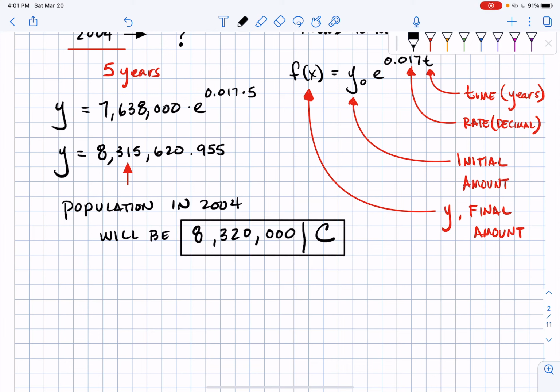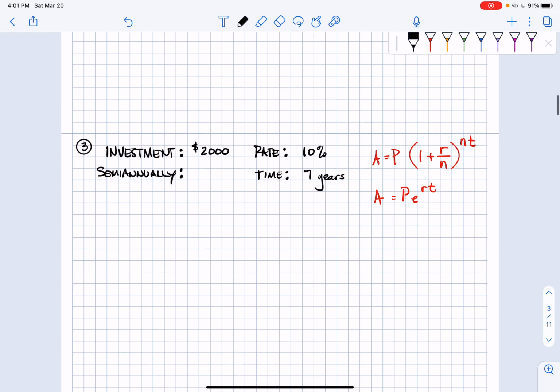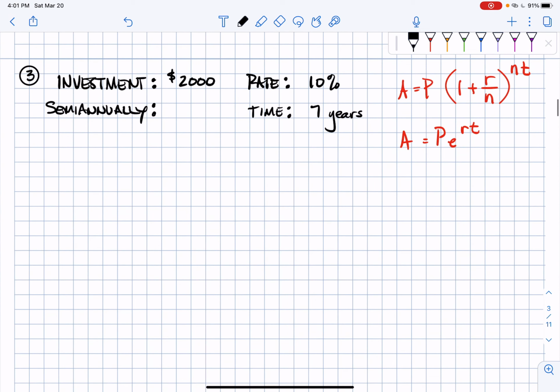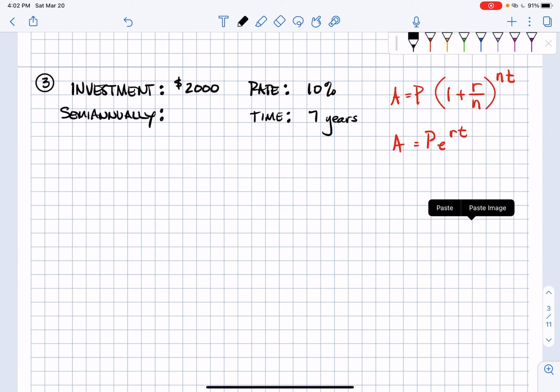All right, there we go. That's number 2. On to number 3. Well, number 3, with investments, you have 2 equations that you do have to remember. One is A, right? The final amount is equal to the principal times 1 plus r divided by n, raised to the nt power. And n stands for the number of times compounded in a year.